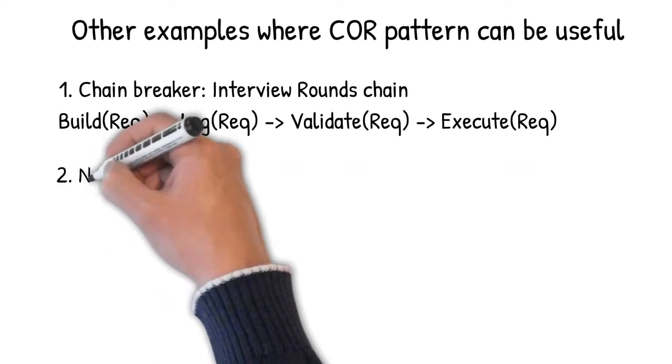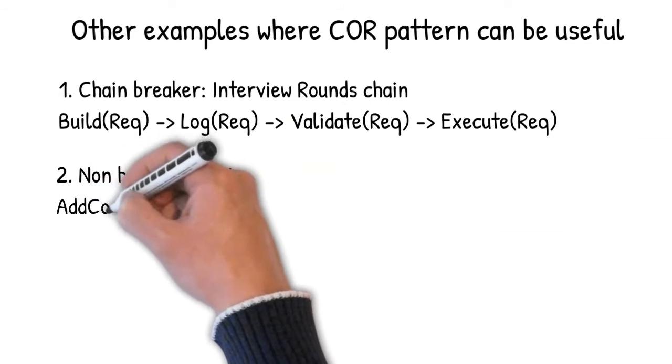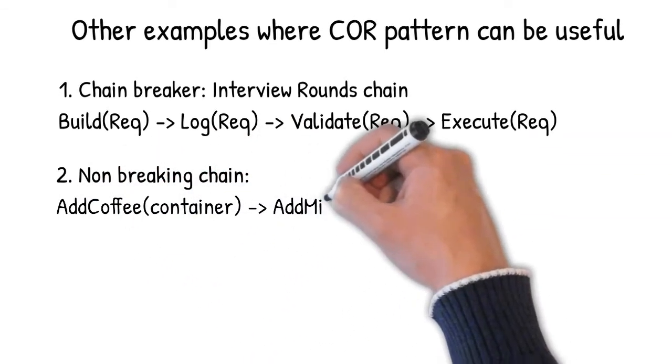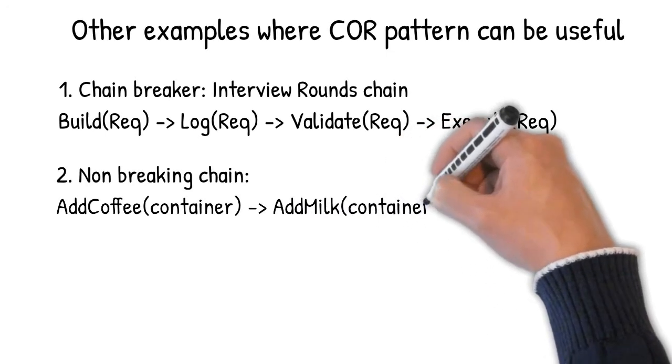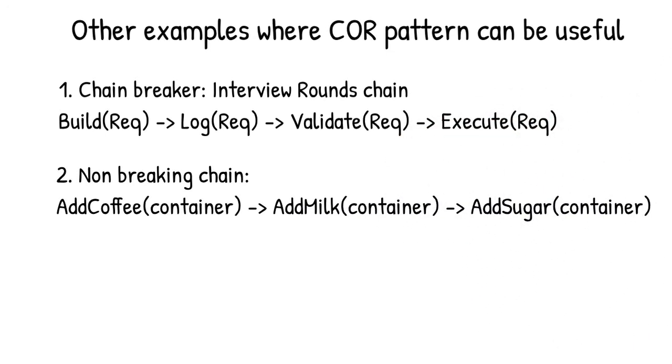The second pattern is where the chain cannot be broken, which means the object will be sent to each and every step in the sequence. Like a coffee machine, you provide a container and add coffee, then add milk, and then add sugar. Each step will be executed.